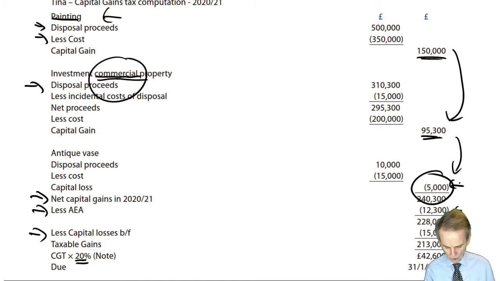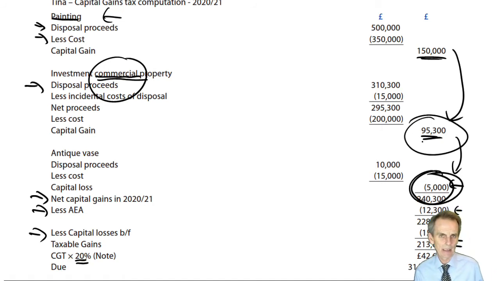Which gain would you rather reduce? The gain on the painting or the gain on the now residential property? Well, if it was a residential property, it's 28%. As a painting, it's just 20%. So very clearly, you would be deducting the capital loss of £5,000 away from the gain suffering tax at the highest CGT rate on a residential property.